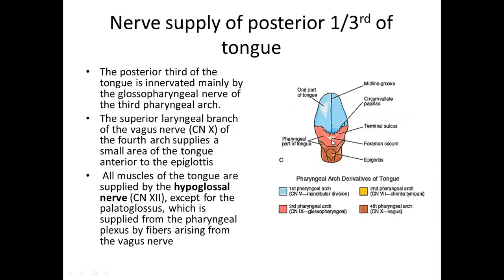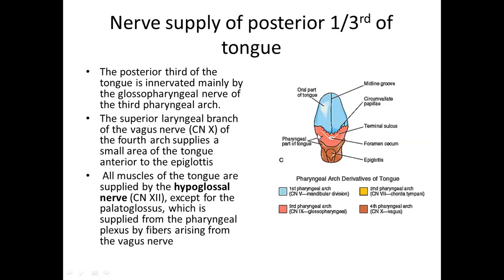So the posterior one-third of the tongue is innervated mainly by the glossopharyngeal nerve, which is a nerve of the third pharyngeal arch. The superior laryngeal branch of the vagus nerve of the fourth arch supplies a small area of the tongue anterior to the epiglottis. Since the fourth arch is also contributing to the posterior-most part of the pharyngeal part of the tongue, the posterior-most part is supplied by the superior laryngeal branch of the vagus.